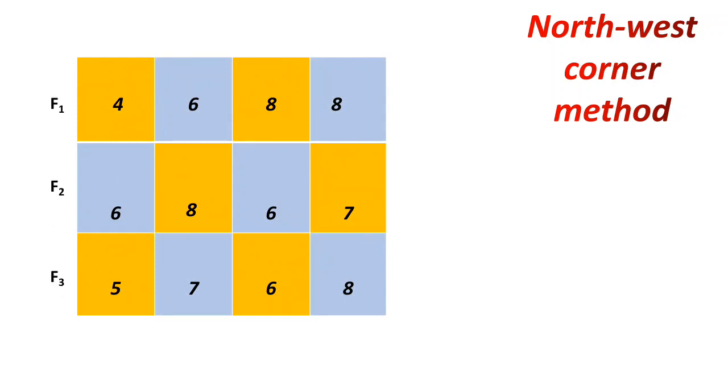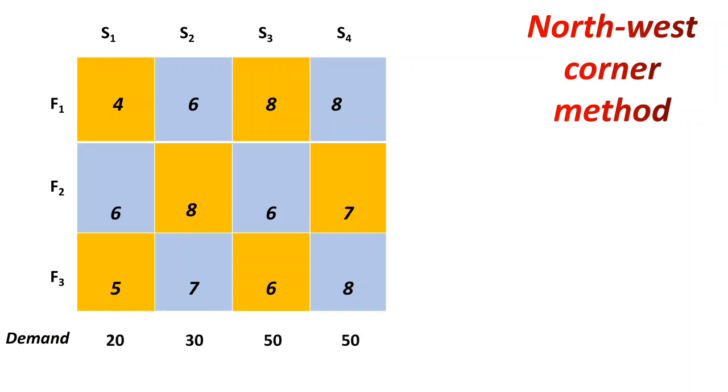There are three factories F1, F2 and F3 and four stores S1, S2, S3 and S4. The demand of store 1 is 20, store 2 is 30, store 3 is 50 and store 4 is also 50. Now the supply by factory 1 is 40, factory 2 is 60 and factory 3 is 50. It is a balanced transportation problem.